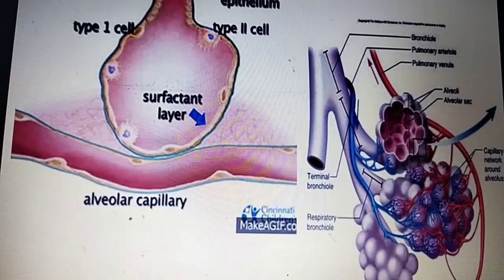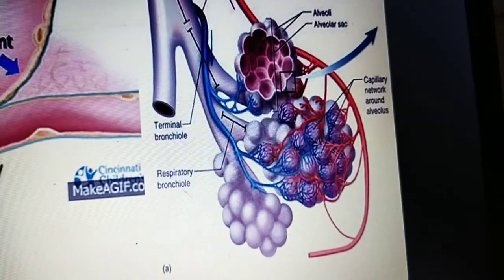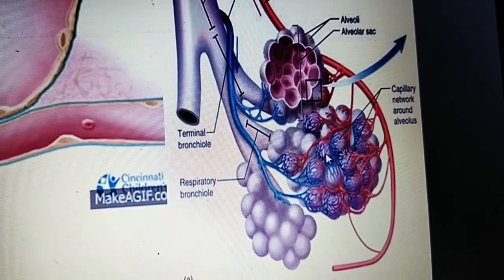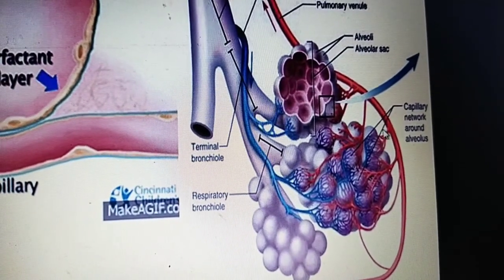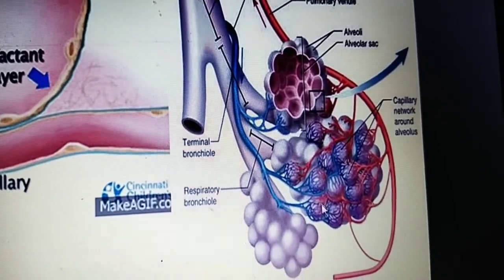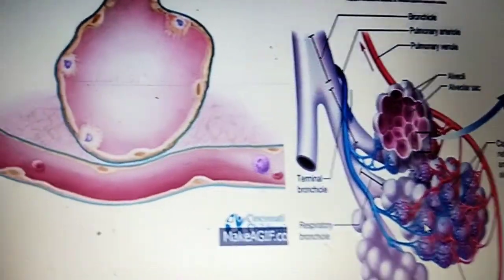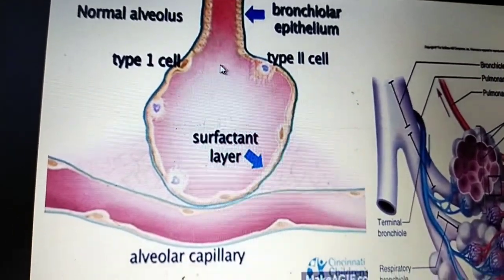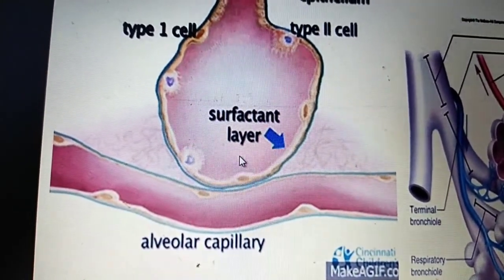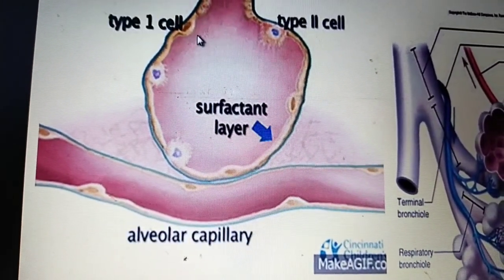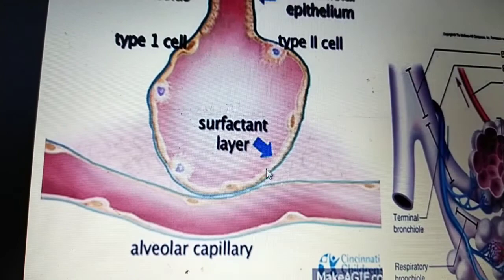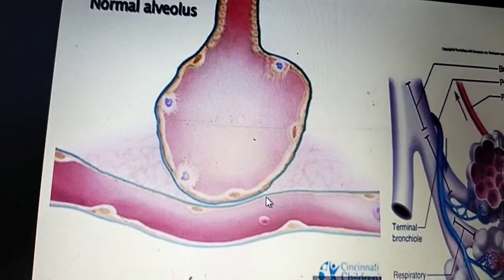Can you see here, these capillaries surround the alveoli. This is the artery and this is a vein. These capillaries are around, or surround, the alveoli. In the alveoli there are three main structures, which you already studied in the anatomy of the lungs: type 1 cells, type 2 cells and surfactant. These are the major components present in the alveoli.